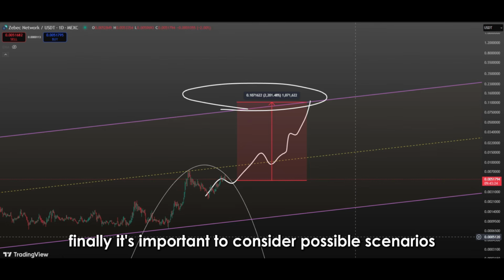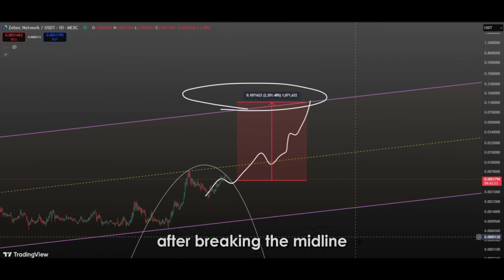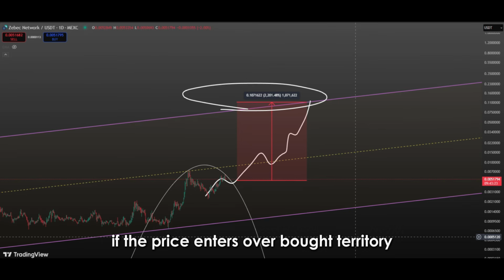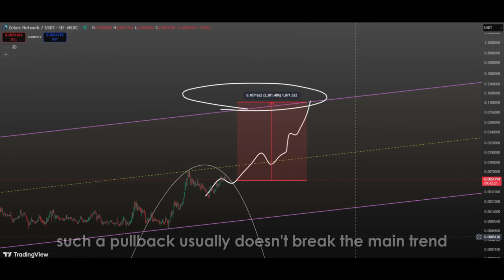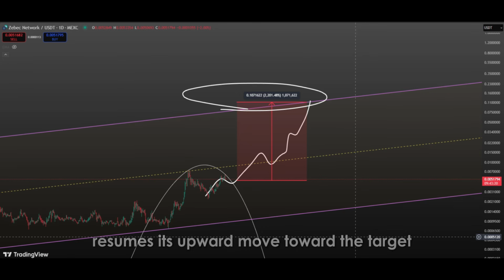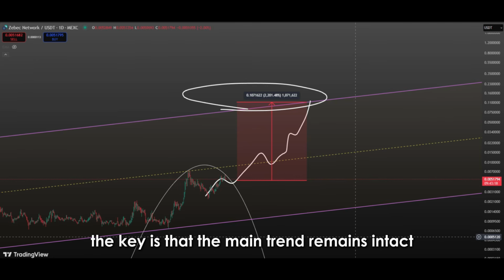Finally, it's important to consider possible scenarios after breaking the midline. If the price enters overbought territory before reaching the upper band, it may trigger a pullback. However, such a pullback usually doesn't break the main trend, and the price typically resumes its upward move toward the target after a while. The key is that the main trend remains intact.